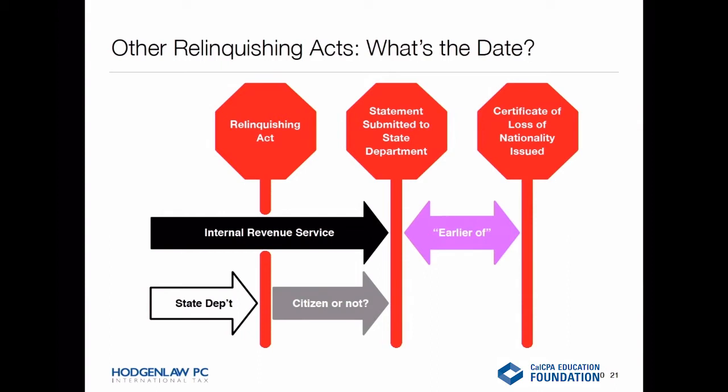So this top line, this arrow in black here that shows Internal Revenue Service, this is what they're looking at. The rule for the tax laws says to look at the earlier of these 2 dates on the right, the date the statement is submitted and the date the certificate of loss of nationality is issued. Now, if you have a relinquishing act that happened before either of those, maybe many years before, the State Department considers you to have given up your citizenship on that earlier date, but the IRS only looks at the later of those 2 dates. This causes a problem.